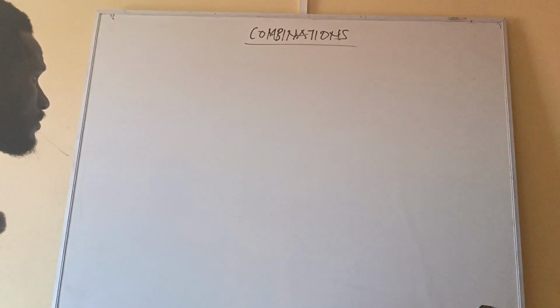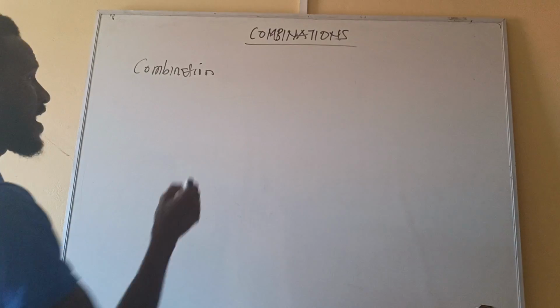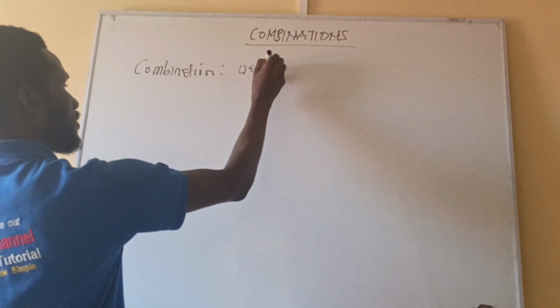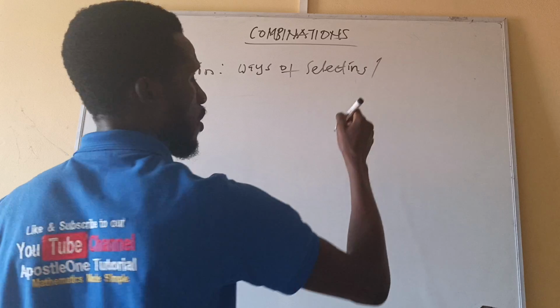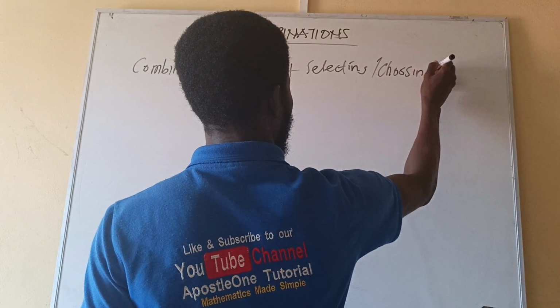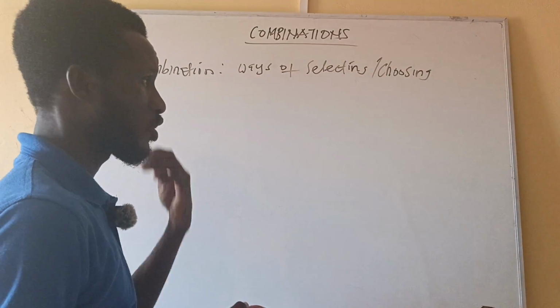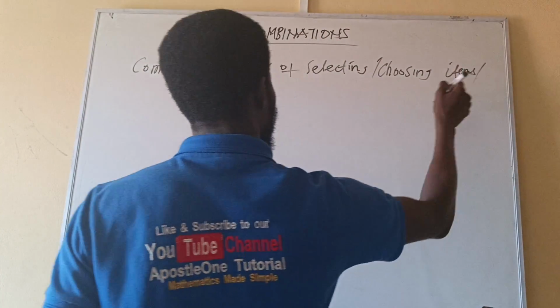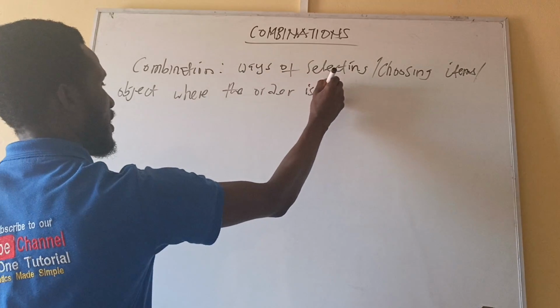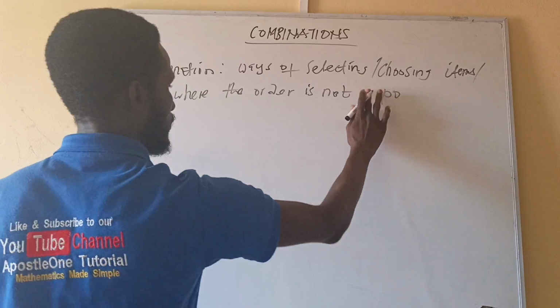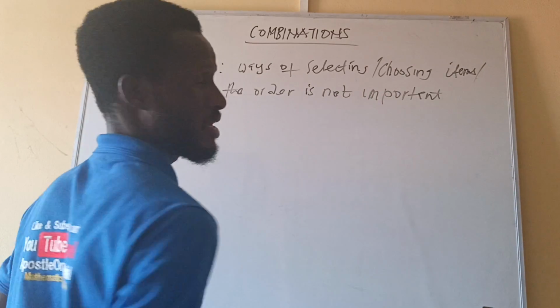So, when we talk about combination, we are talking about ways of selecting or choosing items or objects, where the order is not important.